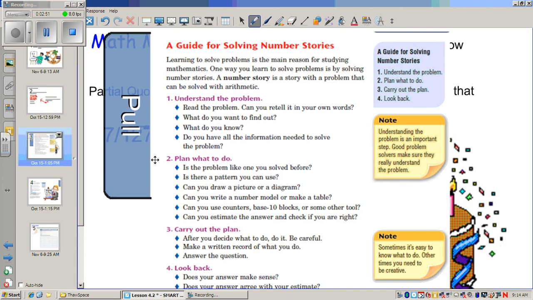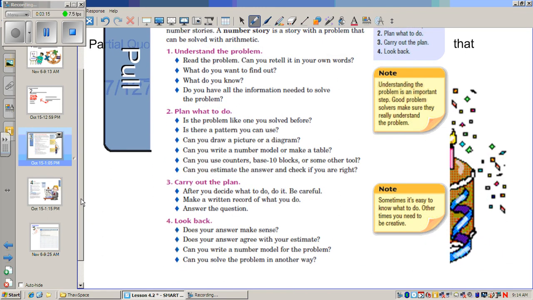You can't solve it. Then you have to make your plan. I'm going to plan what to do. Is the problem like one I've solved before? Is there a pattern I can use? Can I draw a picture or a diagram? Can I write a number model or make a table? Can you use counters, base 10 blocks, or some other tools that we may have? Can you estimate the answer and check it? And check to see if you're right, because that's another important thing to do. Okay, and then carry out the plan. After you decide what you're going to do, be careful, make a written record of what to do, and answer the question. And then finally, it wants you to look back.